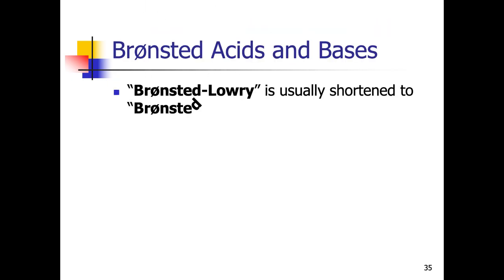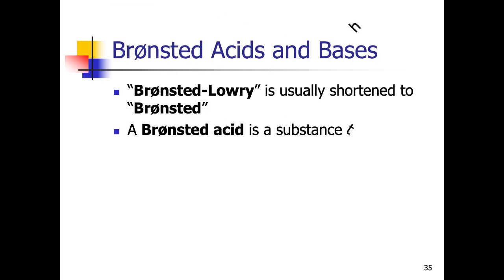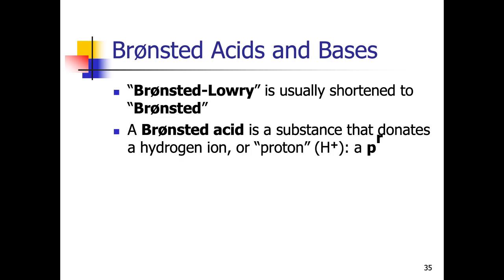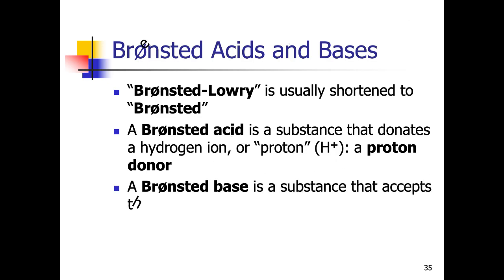Brønsted-Lowry is usually shortened to Brønsted. A Brønsted acid is a substance that donates a hydrogen ion, or proton, H+, a proton donor. A Brønsted base is a substance that accepts the H+, a proton acceptor.